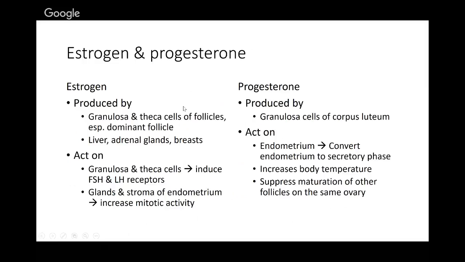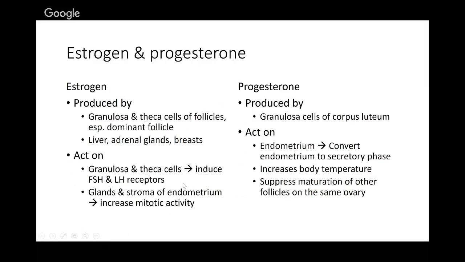Okay, so estrogen and progesterone, they all may overlap, but estrogen is generally produced by granulosa and theca cells. So it's produced by the ovary, by the follicles. It's also produced in some other places like the liver, adrenal glands, and breasts, and it acts on the granulosa and the theca cells.